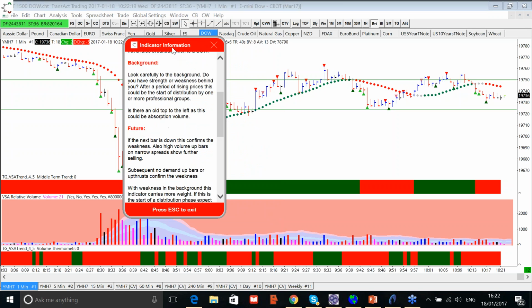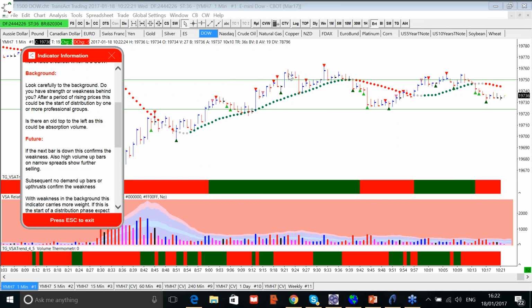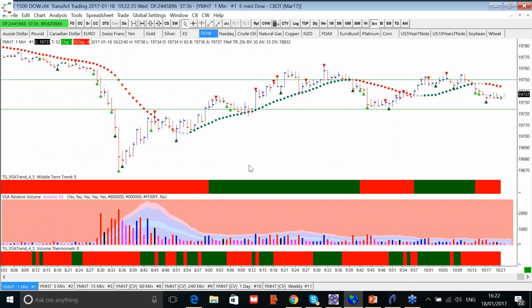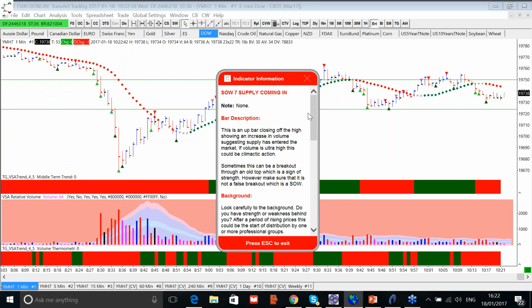After a period of rising prices, there we have them. After a period of rising prices, this could be the start of distribution by one or more professional groups. If there's an old top to the left, this could be absorption. Well, there is an old top up here, and it's come all the way down. But what we want to know is, can we confirm they're selling there?